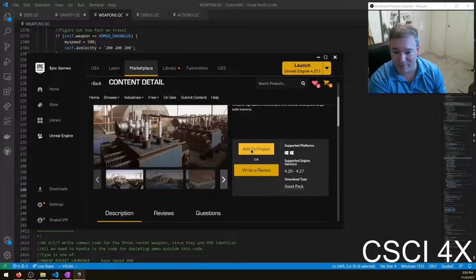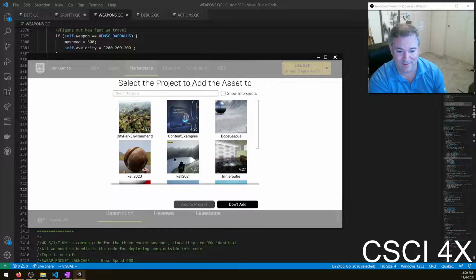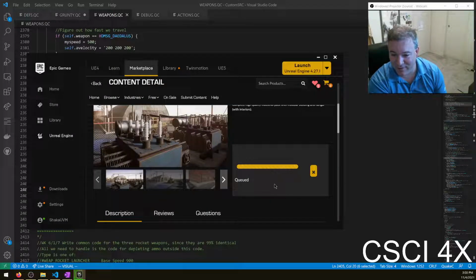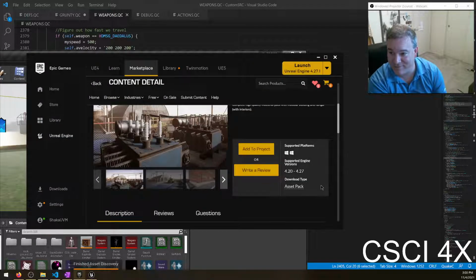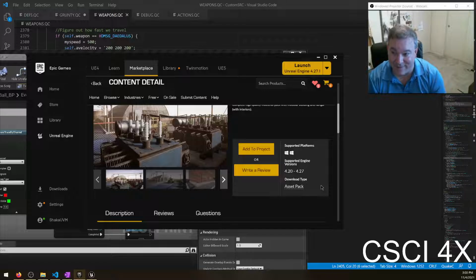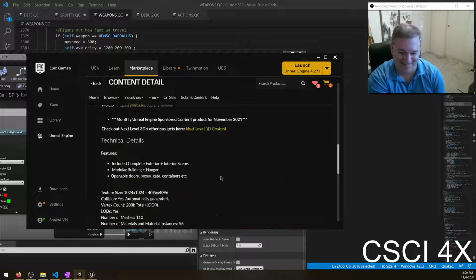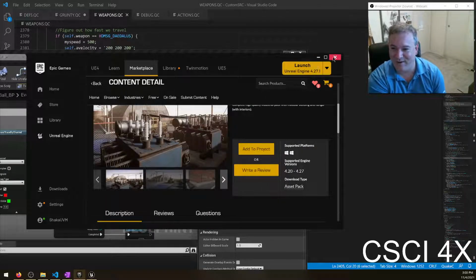So it's just one of those things. What you can do is hit add to project, and let's add it to fall 2021. Watch this. If you hit add to project, then it tells you it's 2 gigs. Cancel. That's how you find out the size. You buy it, you add it, and you cancel it real fast. And then now you know that that's a 2 gig download. Okay. And I'm like, why the hell? Why is this the way? How is this my life?